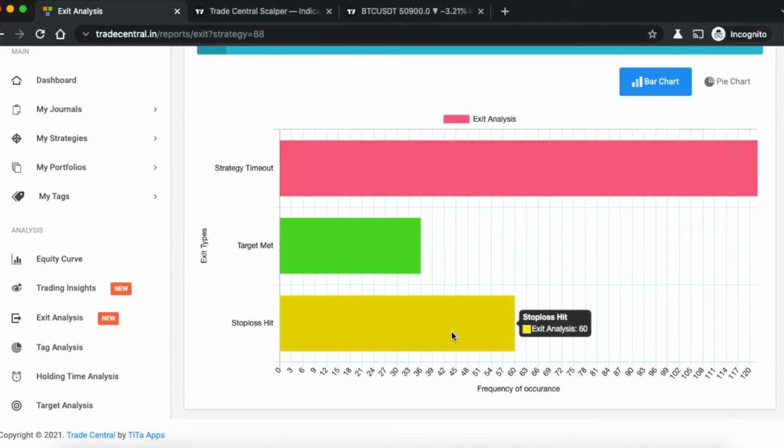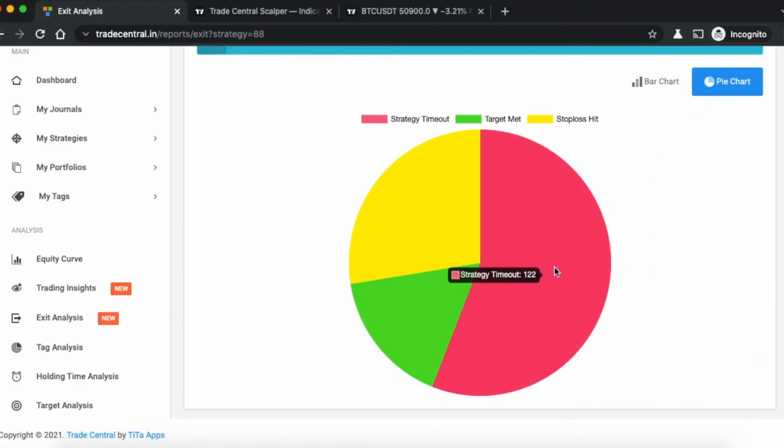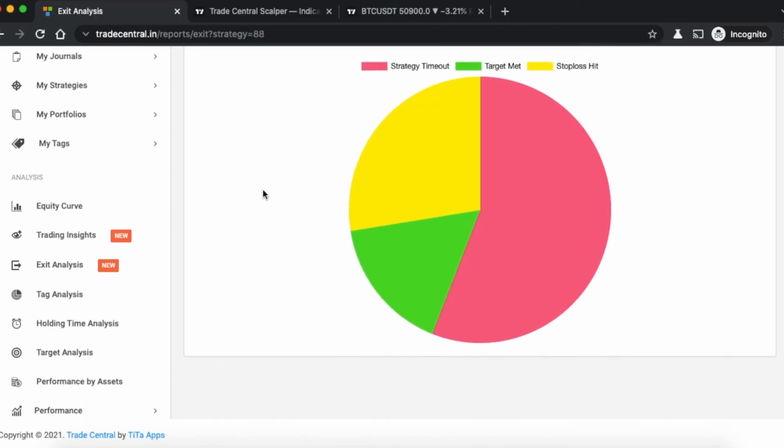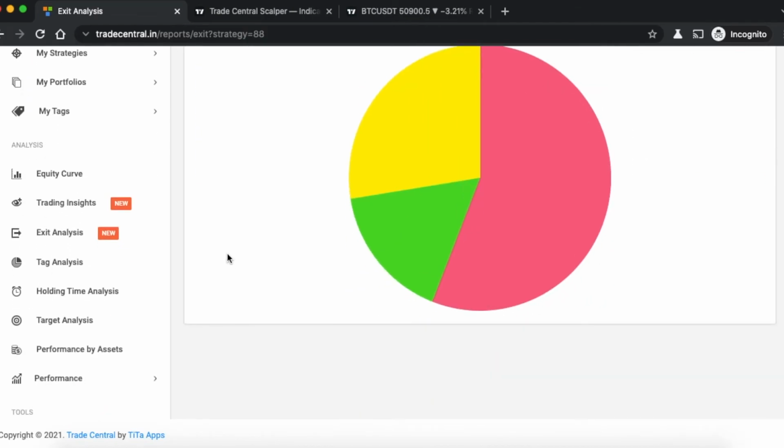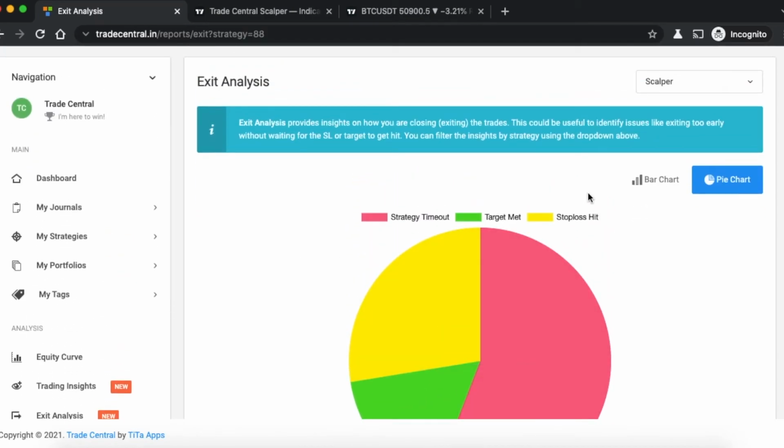And these were the ones where almost 60 trades out of 200 odd trades, our exit stop loss was hit. So this would give a more clear picture. This green and the red one in this case are the profitable ones, and this orange one was where our stop loss was hit. So that's a strategy, and that's how you can analyze any strategy or your portfolio performance using Trade Central.